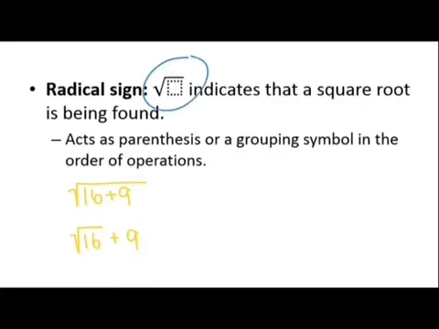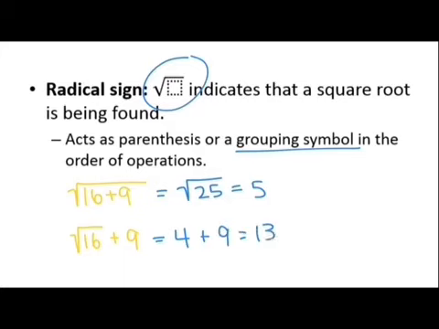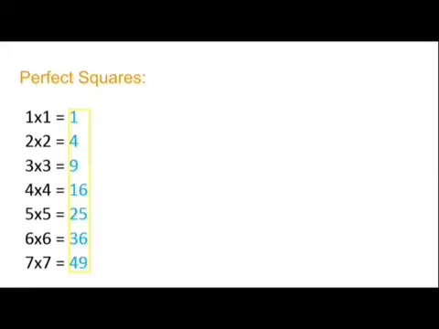So we use this symbol, the radical symbol, to indicate that we're looking for a square root of a number. And just remind yourself that it acts as a grouping symbol in order of operations. For these two examples, this one is equal to the square root of 25, which equals 5. But the second one, the square root of 16, is 4. And see how that 9 is not under the radical sign, so this one is actually equal to 13. So those are two very different answers.